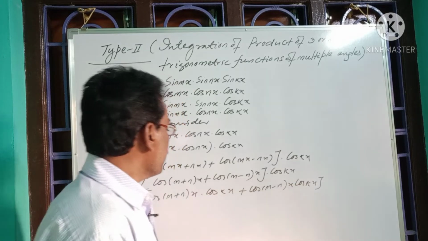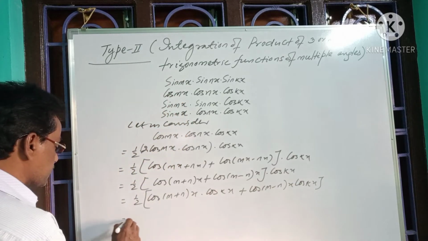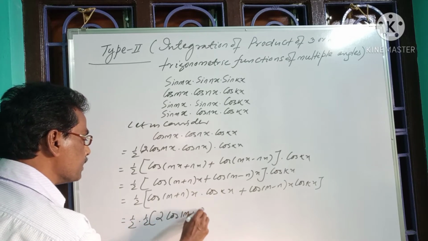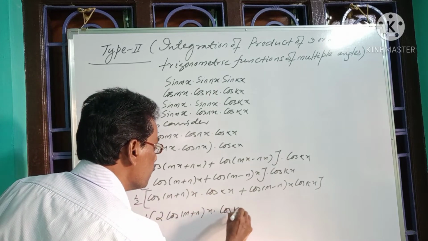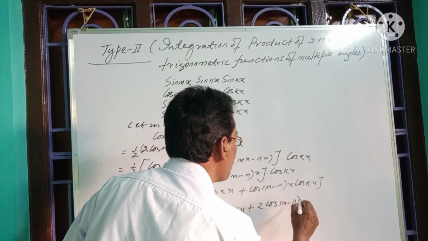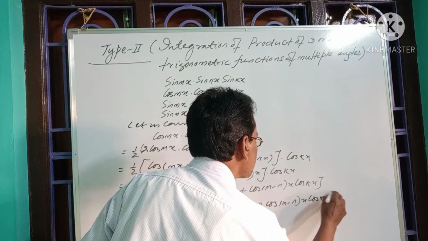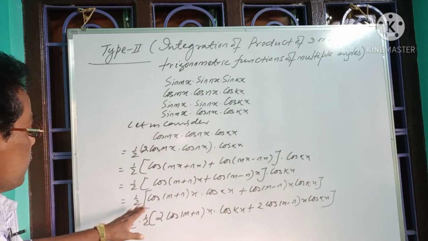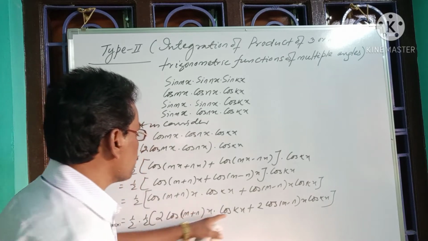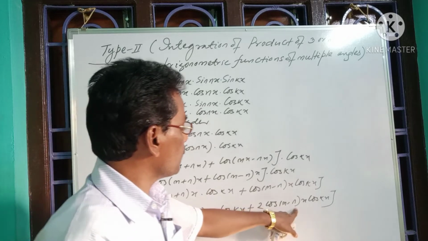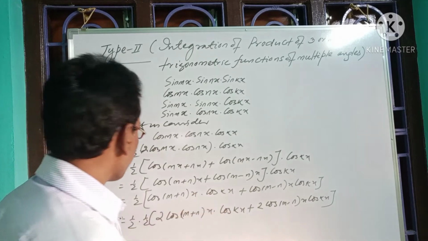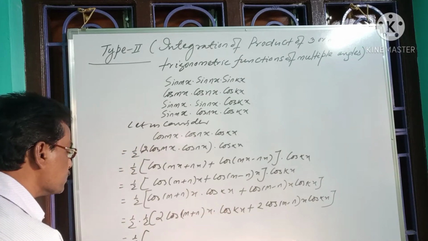So in order to integrate it, again we have to multiply by half and 2, that is half into 2 into cos of (m plus n)x into cos kx plus 2 into cos of (m minus n)x into cos kx. Now it is in the form of 2 cos a into cos b, so again we break it, with a factor of 1 by 4.